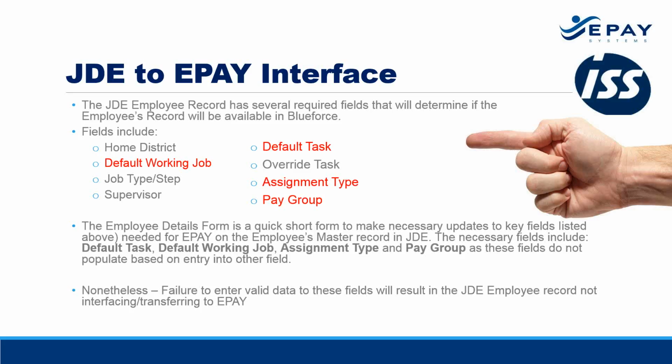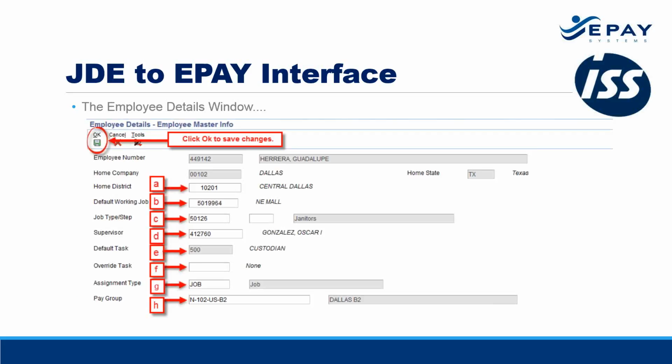But nonetheless, if you fail to enter valid data, or you leave them blank, or you don't have the correct information in those fields, it's going to result in that JDE employee record not interfacing and transferring over to ePay. So it's very important that we get these correct from the get-go.